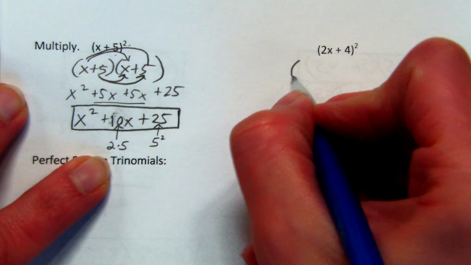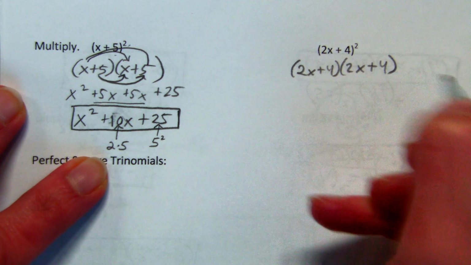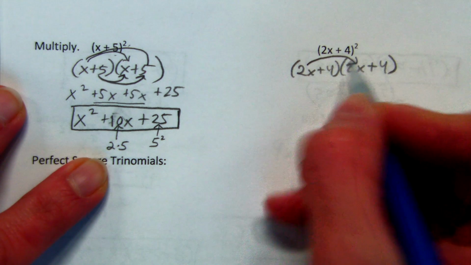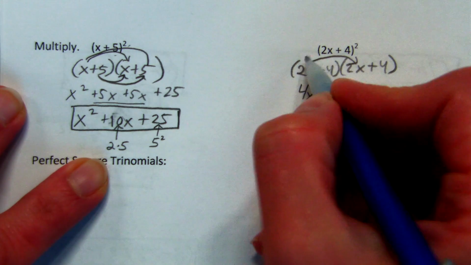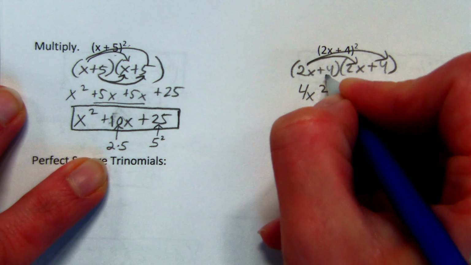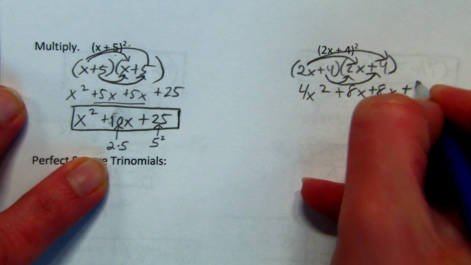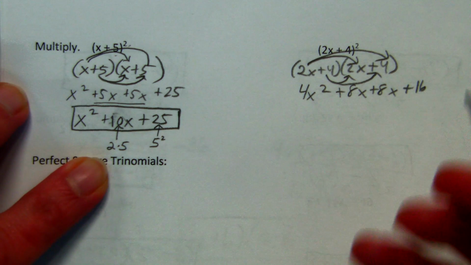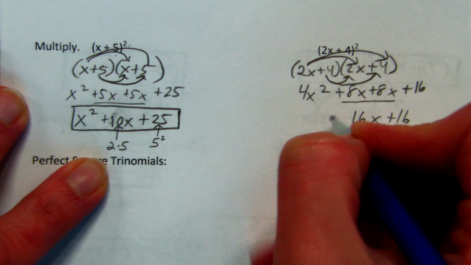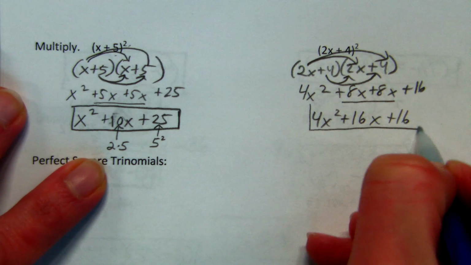The second one, if we write it out to multiply, it'll look like this. We'll have 2x times 2x, which is 4x squared. 2x times 4 is 8x. 4 times 2x is 8x. And 4 times 4 is 16. And then we put these together. We get 16x in the middle, 16 on the end. And so that's what we get there.